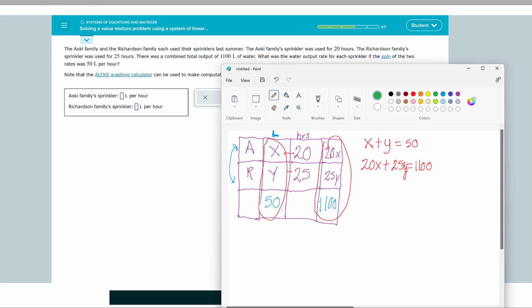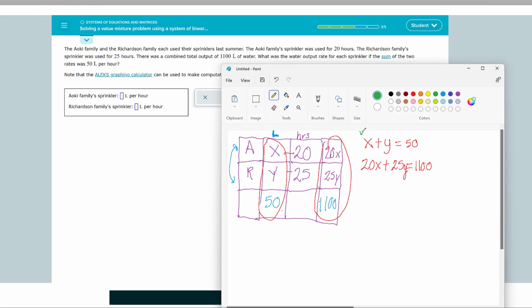So the next step is we have to get either the X or the Y alone. Pick and choose. It doesn't matter which one you choose. I like to choose the one that's the smallest number to get rid of, but you don't have to do that. So I'm going to choose 20X. I want to get rid of X, and I want to keep my 25Y. What can I do to that first linear equation to get rid of my 20X in the other equation?